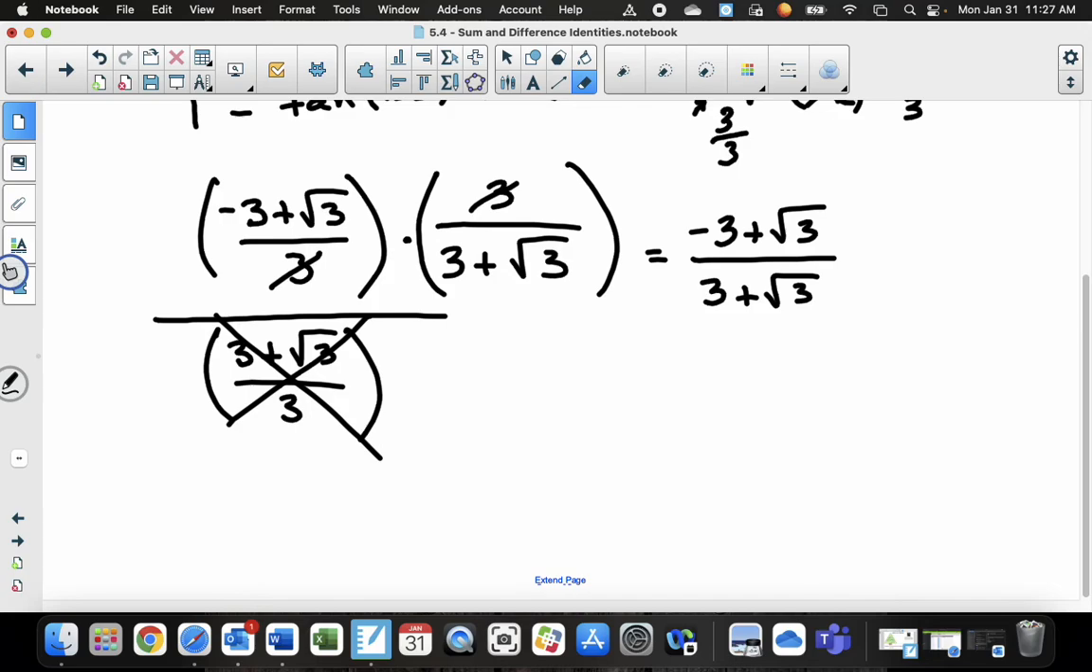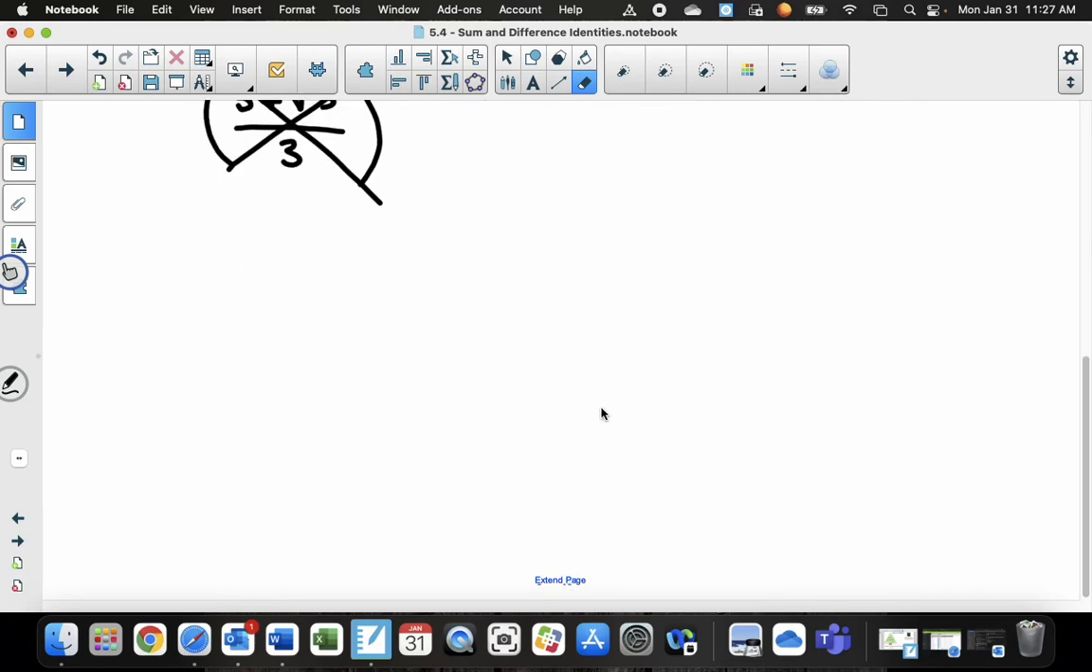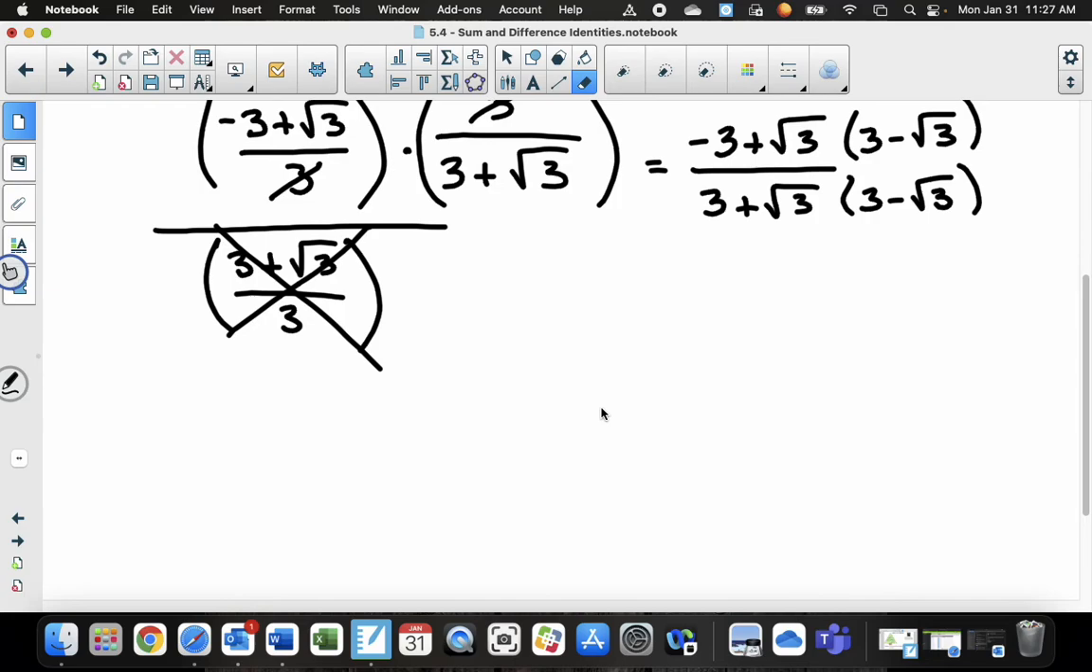We've got two terms in the denominator. Any time you have two terms, like in trig identities, use the conjugate. Multiply by the conjugate in order to get it out of there. So we're going to multiply by 3 minus the square root of 3 in both the numerator and the denominator in order to rationalize that. All right. Numerator.